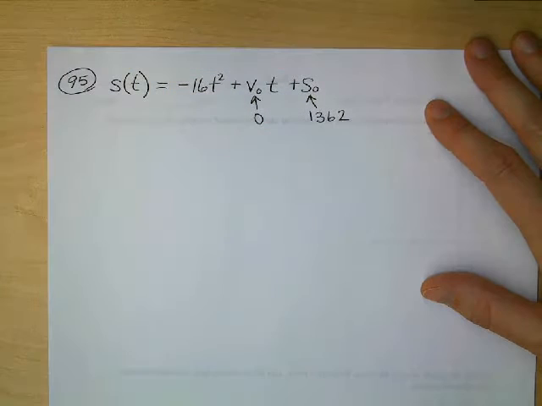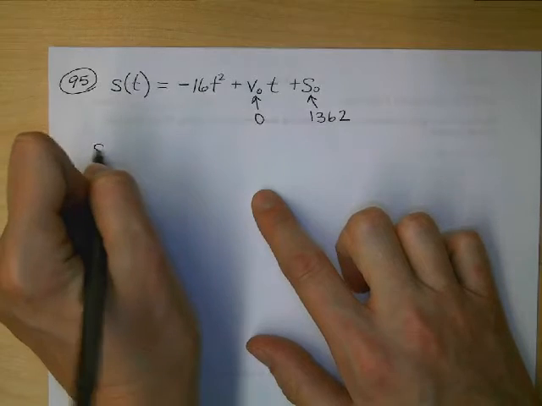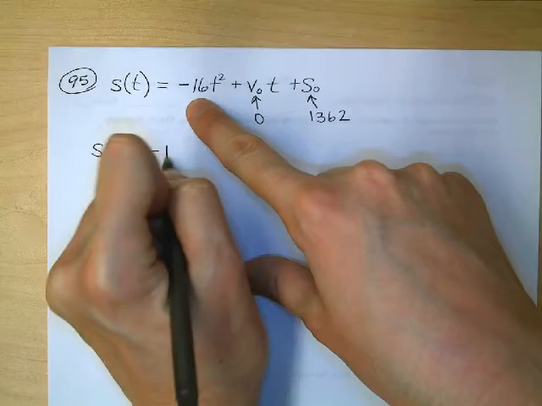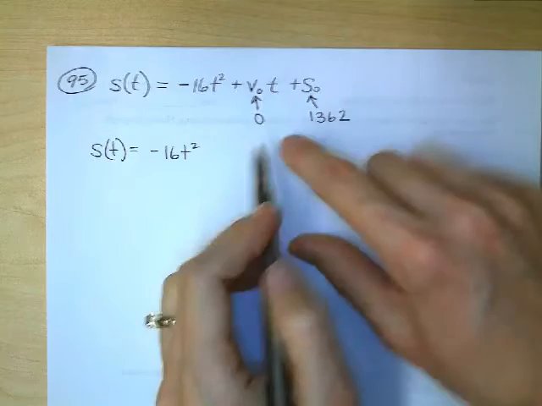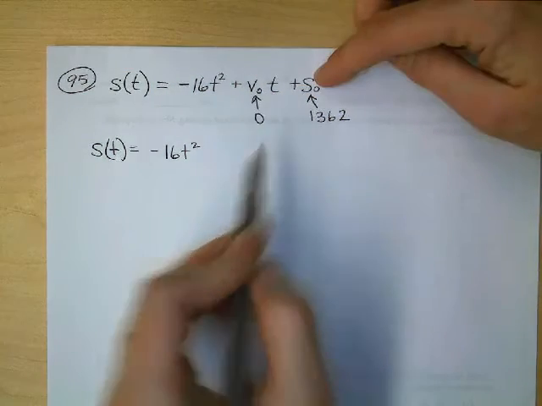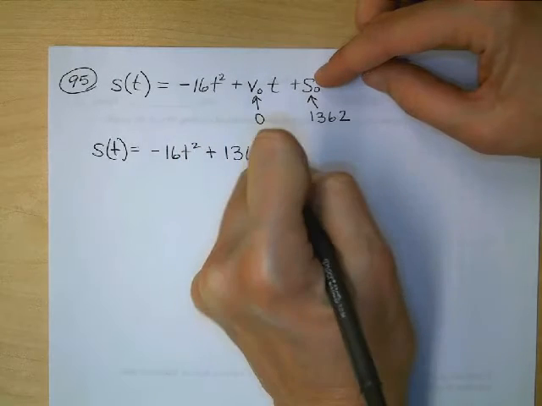So determine the position and velocity functions for the coin. Okay, so the position function, we have it. It's negative 16t squared. If you put a 0 in here, 0 times t is 0. So it'll just be plus 1362. So this is the position function.